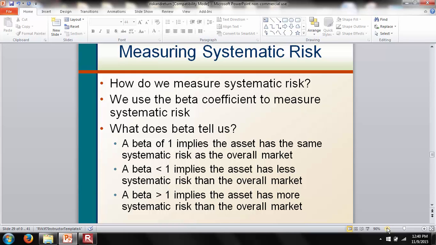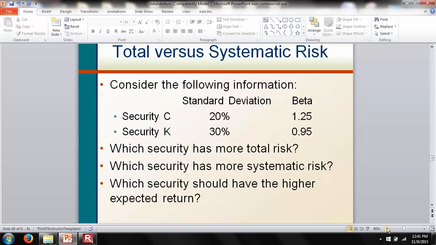So a beta of 1 implies the asset has the same systematic risk as the overall market. A beta greater than 1 implies the asset has more systematic risk. A beta less than 1 implies the asset has less systematic risk. Okay? So total versus the systematic risk.